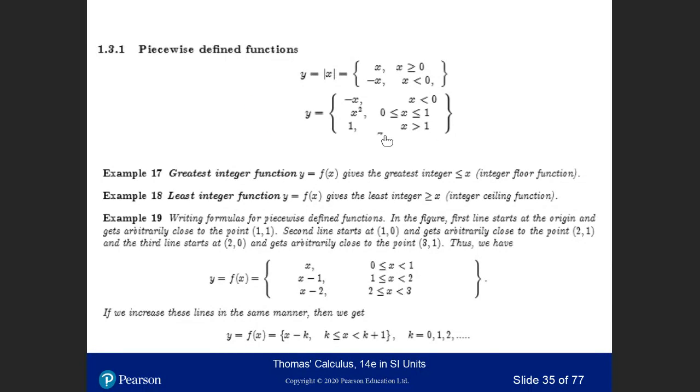Now you can define functions like this. y is equal to minus x if x is less than 0, so that has a positive value. y is equal to x squared between 0 and 1, where 0 and 1 are included. And when x is greater than 1, y is equal to 1. So if you want to draw the graph of this function, which is piecewise defined, you'll get something like this.